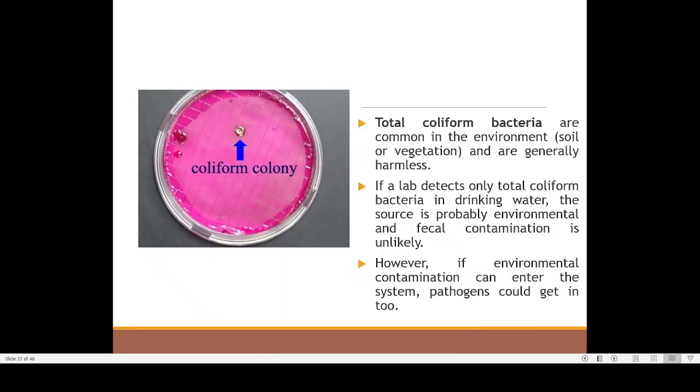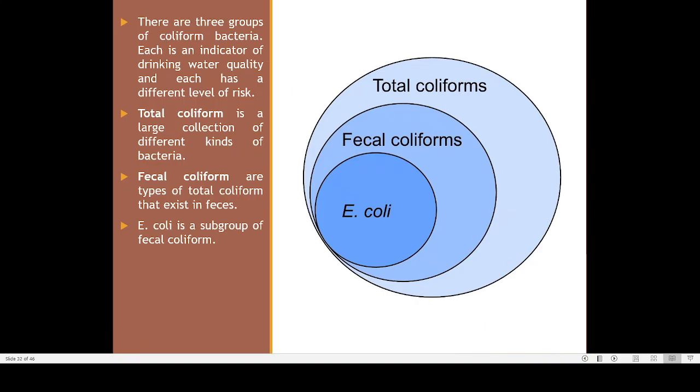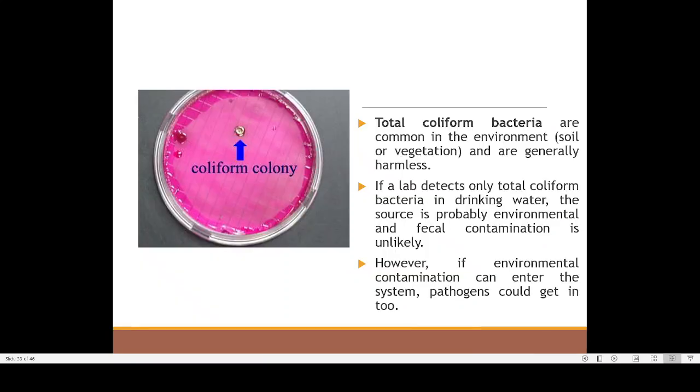Total coliform bacteria in the environment are generally harmless. So how are we testing it? If a lab detects only total coliform bacteria in the drinking water, the source is probably environmental, and fecal contamination is unlikely. Here you can see that there are different categories of total coliform bacteria, and fecal coliform bacteria is only one type of coliform. If when we are checking water we get only coliform bacteria and no fecal coliform, that indicates there is no fecal contamination and there is only environmental contamination.